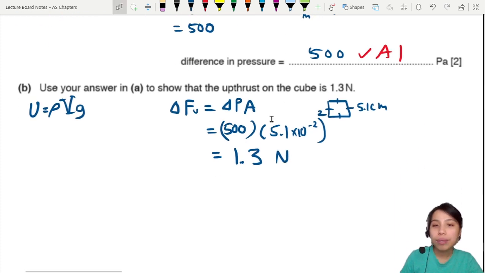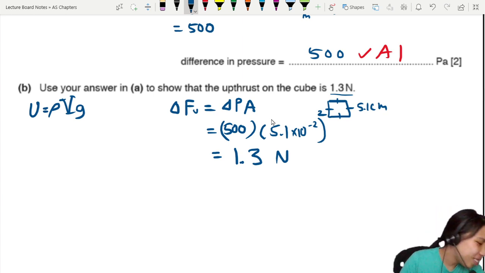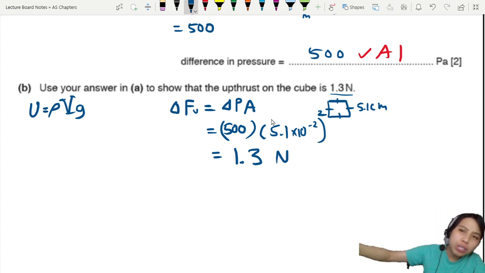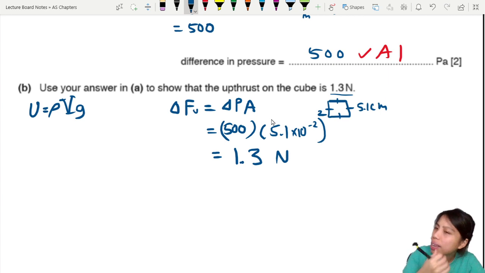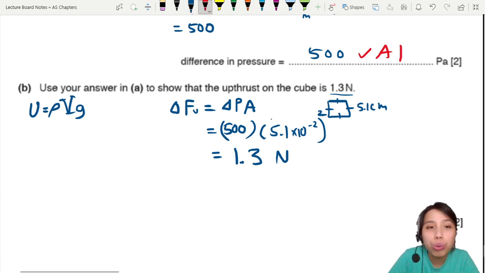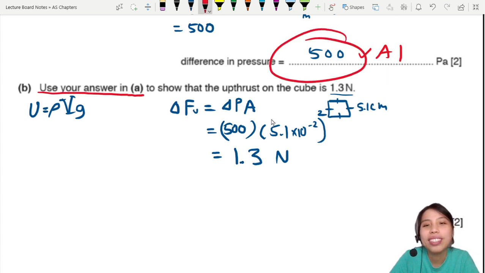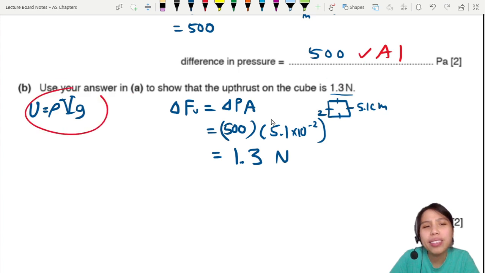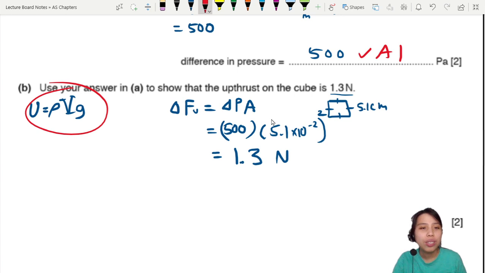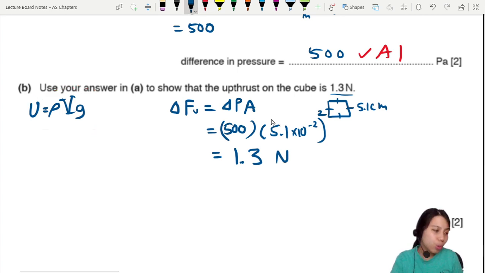Okay, so this one, 1.3, correct, right? Correct. Okay, very good. Now you see, why don't we use U equals rho Vg if we know the equation? They give instruction to use your answer in A. So they say use your 500. But this equation, I already derived the thing such that there's no difference in pressure there. So you could use this value.